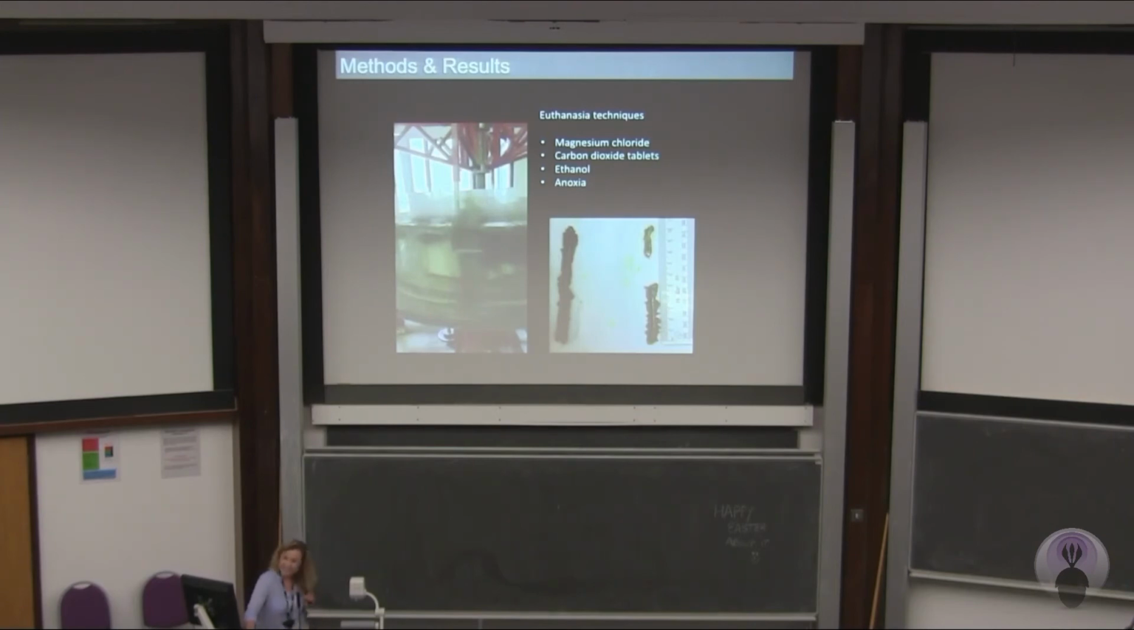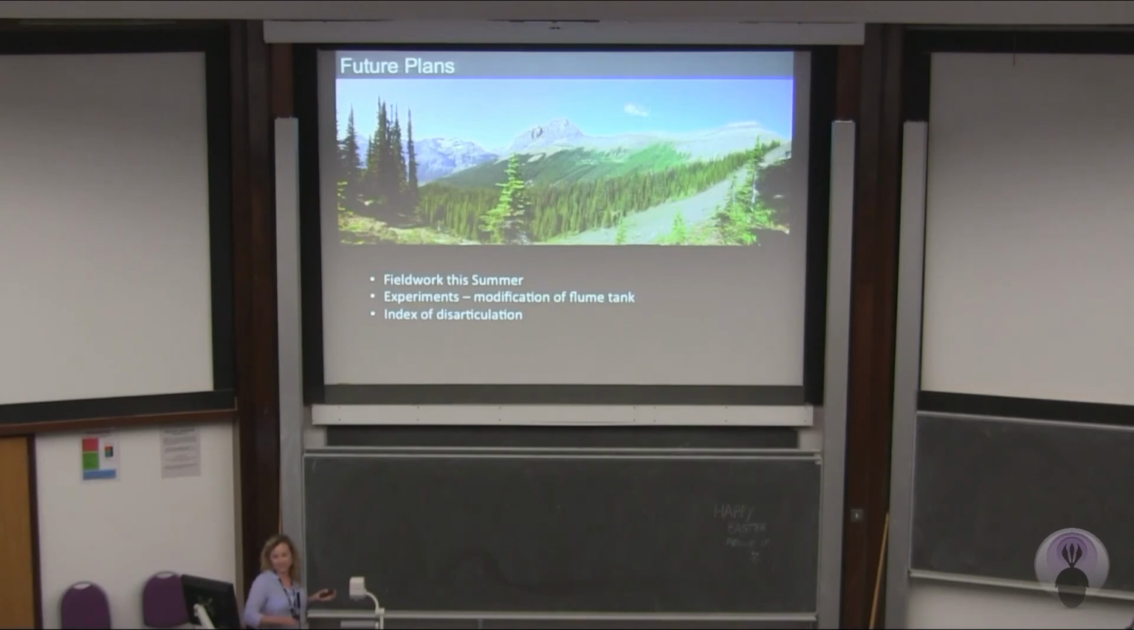But for future plans, I'm going to the Burgess Shale site this summer to hopefully characterise the variation across the deposits, as well as the extent of grain size analysis, and then feeding this back into my experimental design, modifying the flume tank so my experiments will work without any problems of the poor worms being caught up, as well as creating an index of disarticulation to compare the disarticulated or not disarticulated analogue organisms to the Burgess Shale fauna. So that's it.